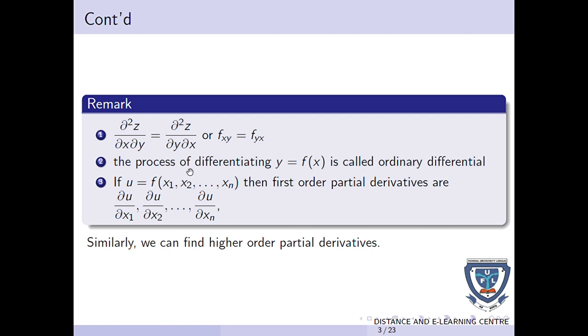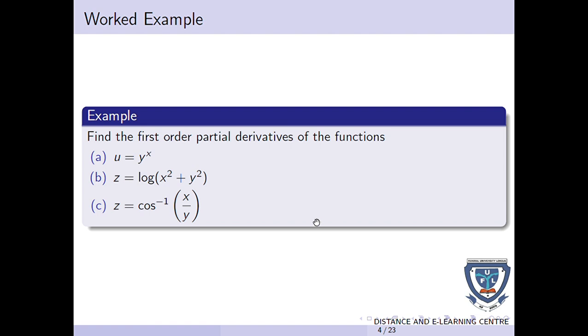The process of differentiating y equal to f of x is called ordinary differentiation, while if u is equal to f of x1, x2 up to xn, then the first order partial derivatives are partial u partial x1, partial u partial x2, and we continue to partial u partial xn. Similarly, we can find higher order partial derivatives. Let's look at some examples.